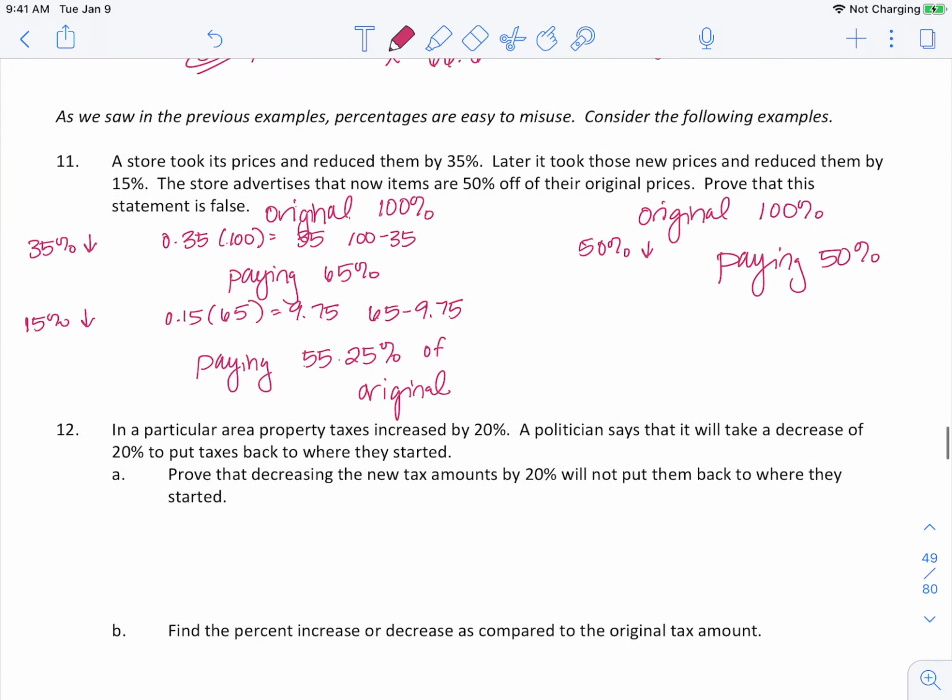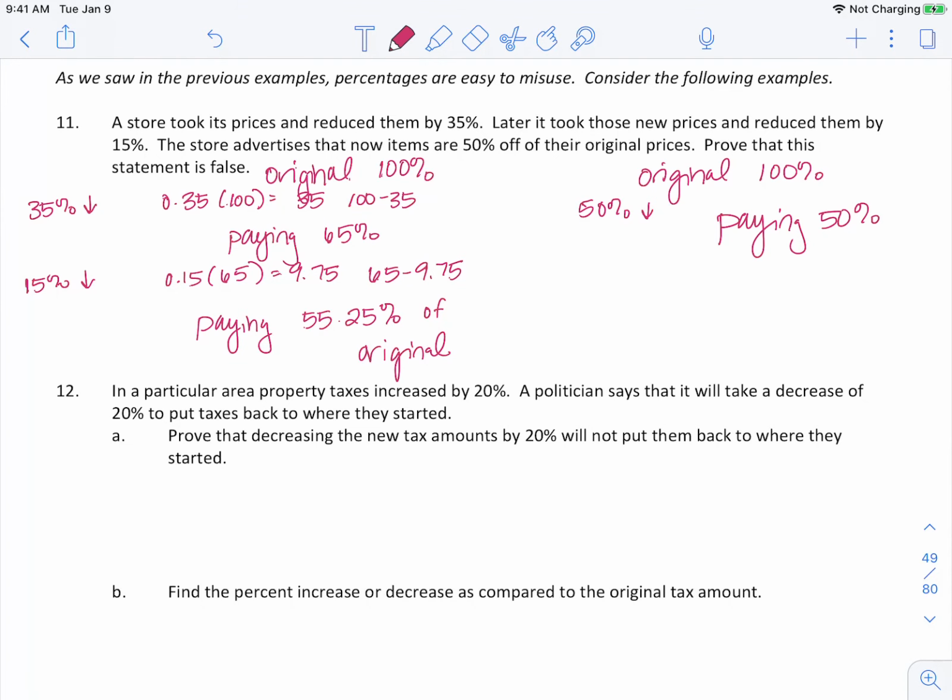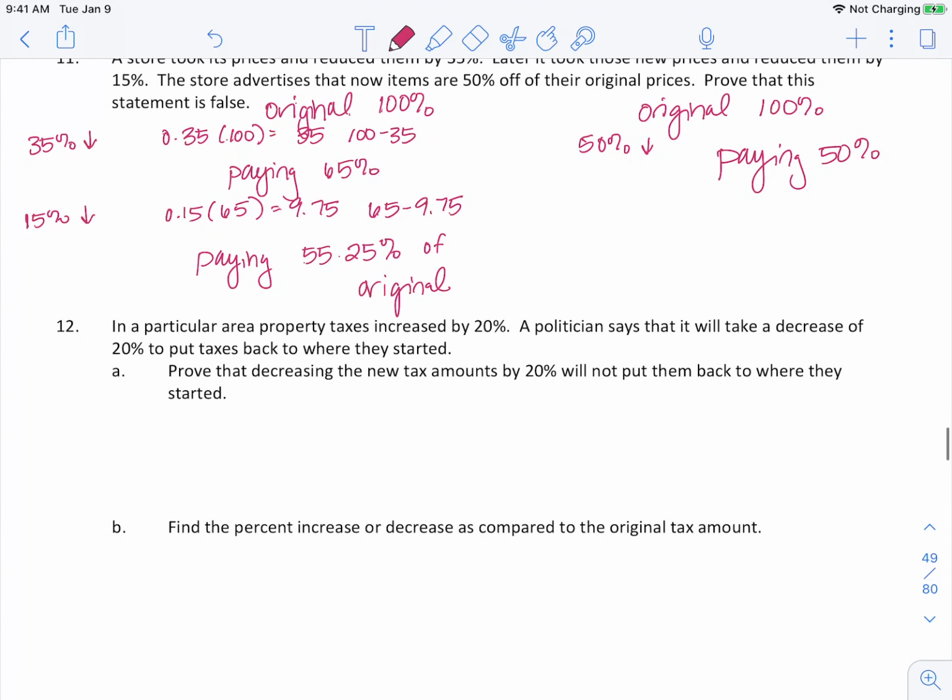Okay, in a particular area, property taxes increased by 20%. A politician says that it will take a decrease of 20% to put taxes back to where they started. Prove that decreasing the new tax amounts by 20% will not put them back to where they started. So I want you to try to do this one, parts A and B.